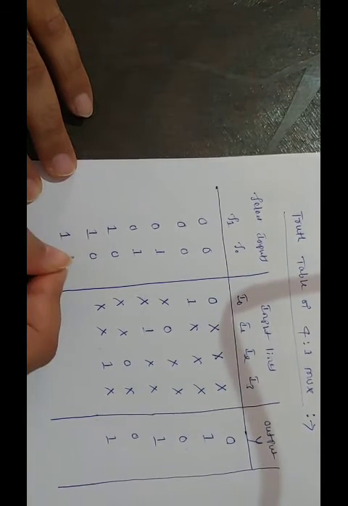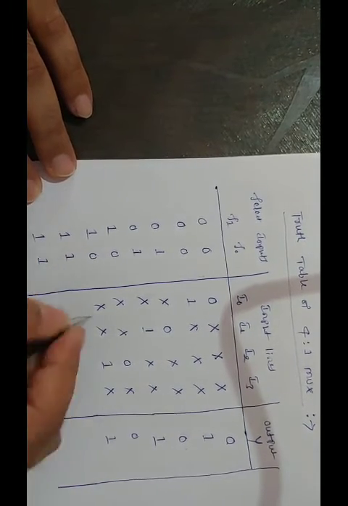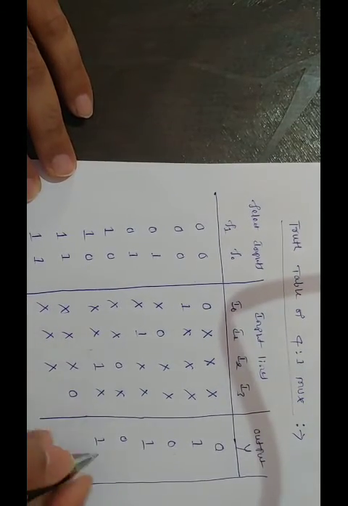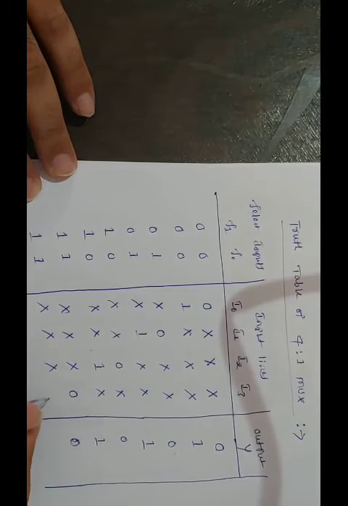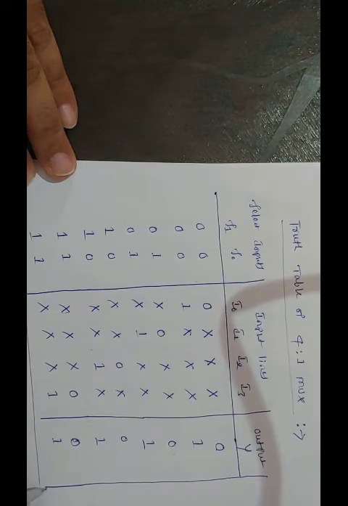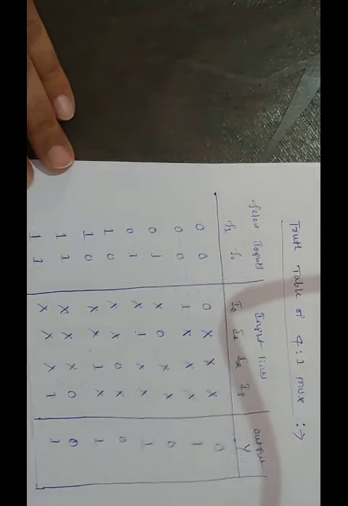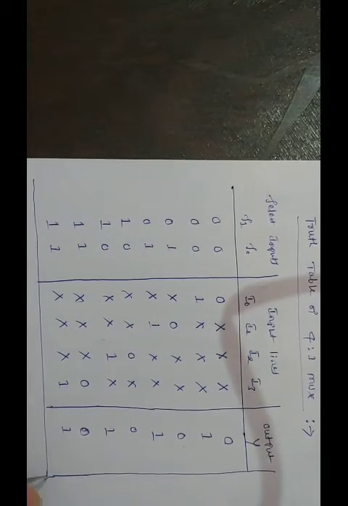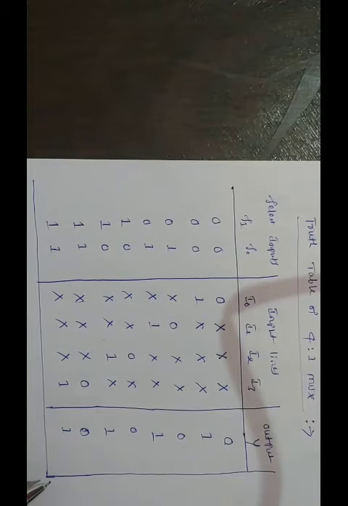Similarly, when the address is 1, 1, the I3 line is selected. If the I3 line has 0, 0 is transferred. If the I3 line has 1, 1 is transferred. So this is the truth table for a 4:1 mux. Different books give different ways of representing the truth table. I hope you refer to this one, since enough information is present in this truth table. That's why I follow this method.